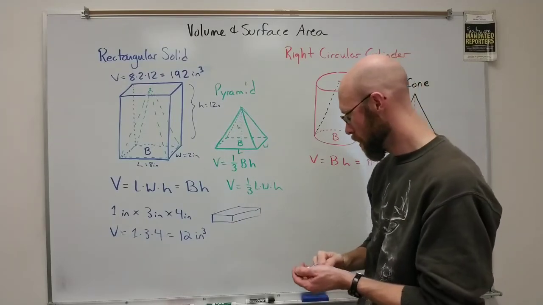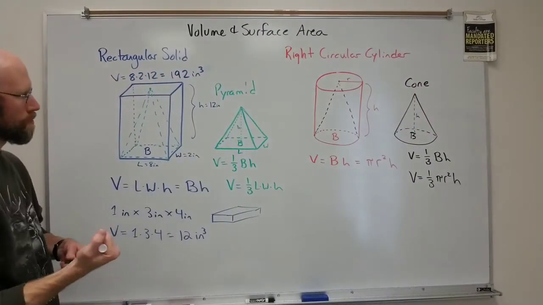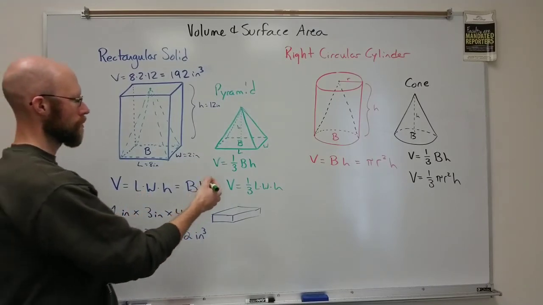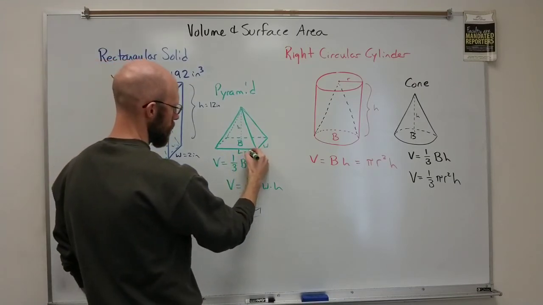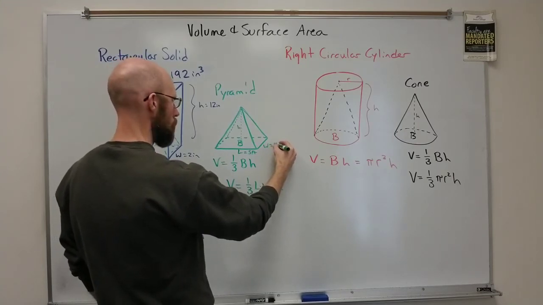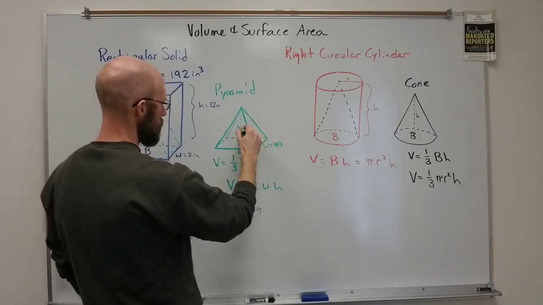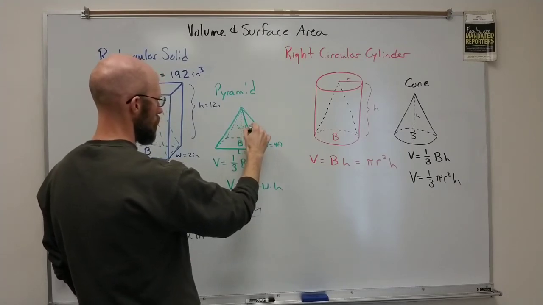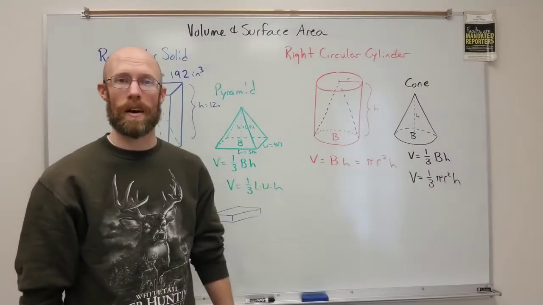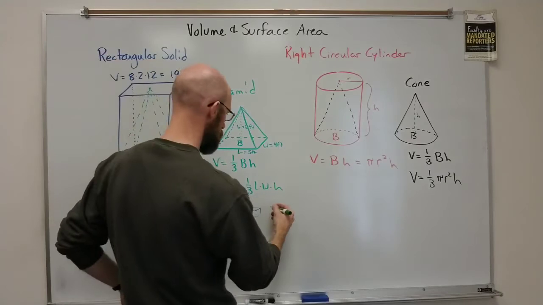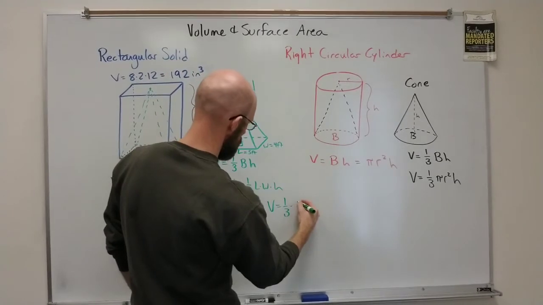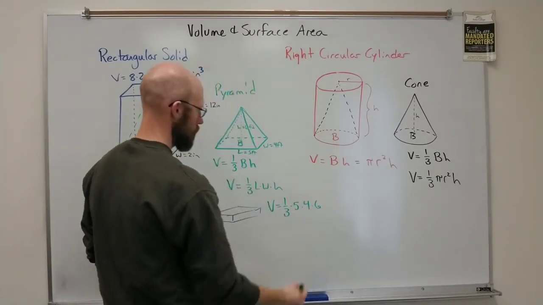If I had a pyramid, let's say I threw some numbers in here. If our length of this pyramid was 5 feet and the width was, I don't know, 4 feet and the height was 6 feet. So maybe it's a 6 foot tall pyramid with a 5 by 4 rectangular base. Then the volume of that would be 1/3 length times width times height, 5 times 4 times 6.